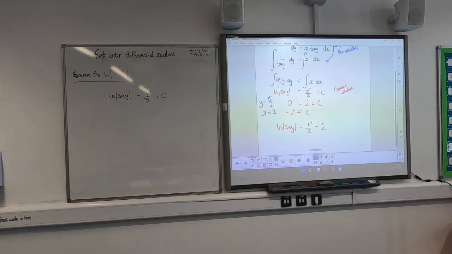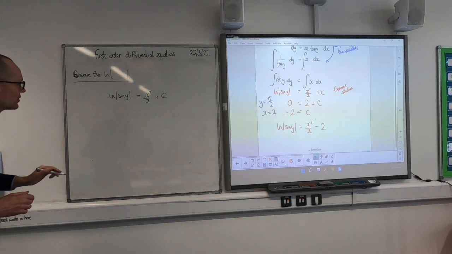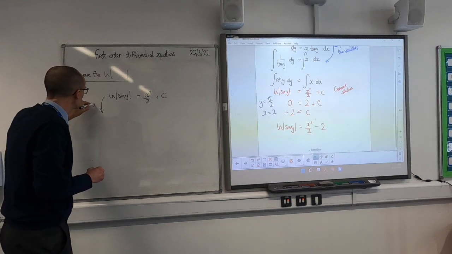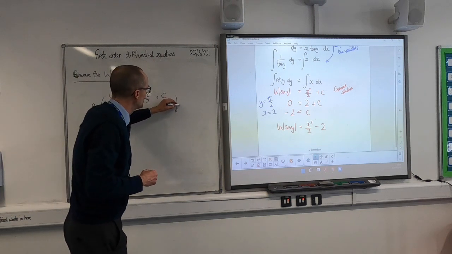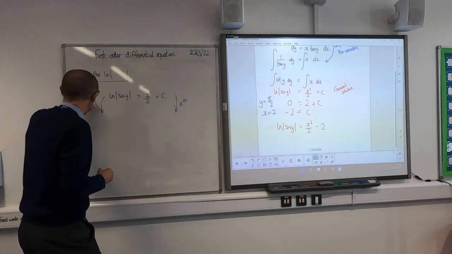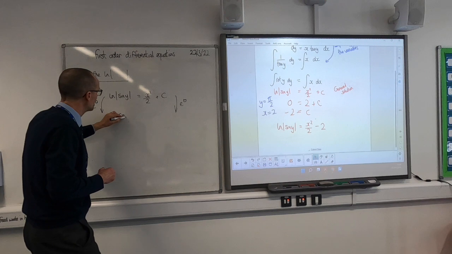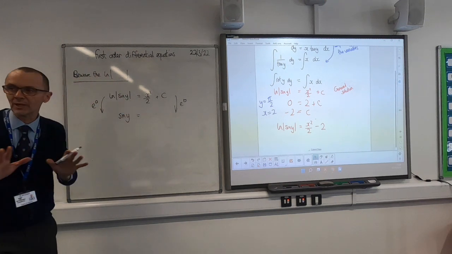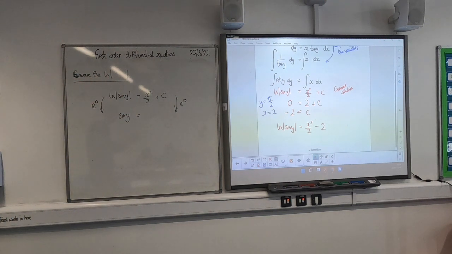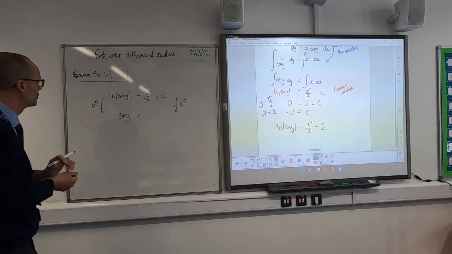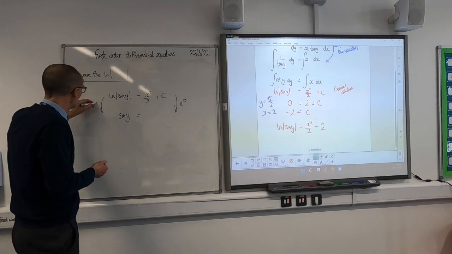And before I substitute in, I'm going to do a bit more work. So I'm going to e both sides, which is the inverse of ln, isn't it? I'm going to do e to the power of both sides, which on this side just gives me sine y, no longer with a modulus sign to worry about. It undoes that. I can work out the sign of anything, positive or negative, so I no longer need the modulus. That's just e to the power of.